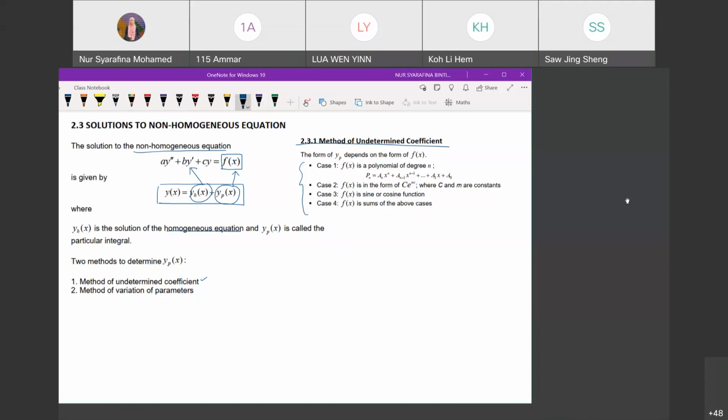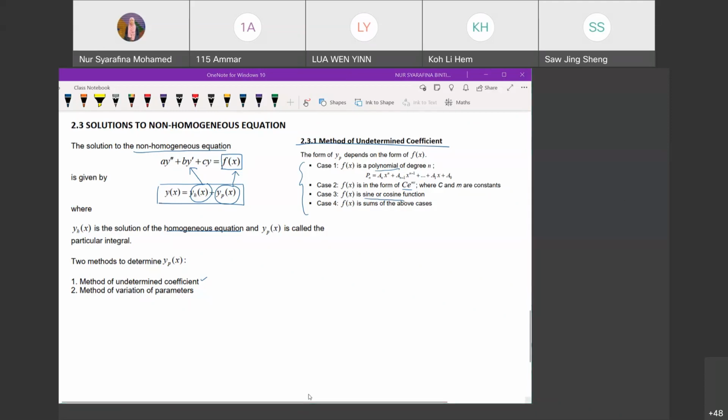Right? So, for this method of undetermined coefficients, we just need to consider either polynomial or exponential or sine or cosine. What if we have tangent? What if we have secant? We cannot use undetermined coefficients. That's why we have another method, variation of parameters. Okay, let's just focus on this one. So now let's take a look at the first example.